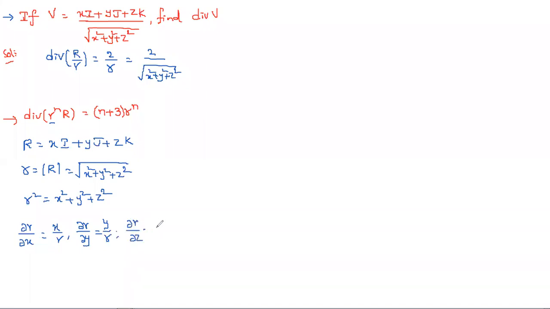∂r/∂x = x/r, ∂r/∂y = y/r, ∂r/∂z = z/r. This complete information you need to write every time whenever you have r in the problem. Now coming to this: r^n r. So r^n r is nothing but r^n into r, where r is simply xi + yj + zk. If you multiply this, r^n into xi plus r^n into yj plus r^n into zk.